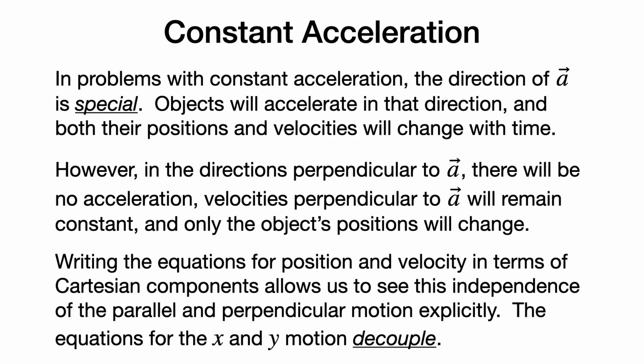Writing the equations for position and velocity in terms of Cartesian components allows us to see this independence of the parallel and perpendicular motions explicitly. The equations for x and y motion decouple. Now, this is not going to be true if you don't use Cartesian components. The independence of motion parallel to the acceleration direction and perpendicular to the acceleration direction is true in general, but we can only see this in terms of the equations if we use Cartesian components.